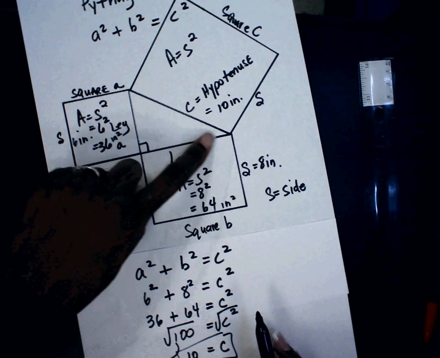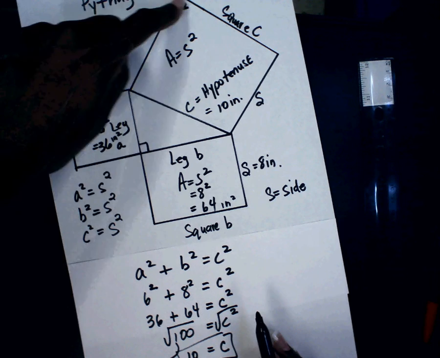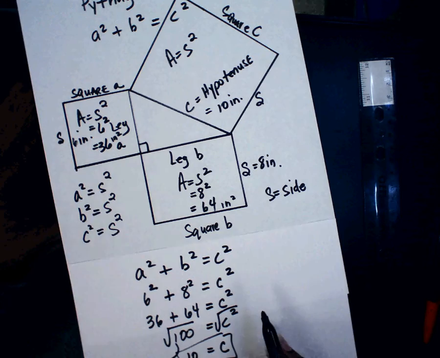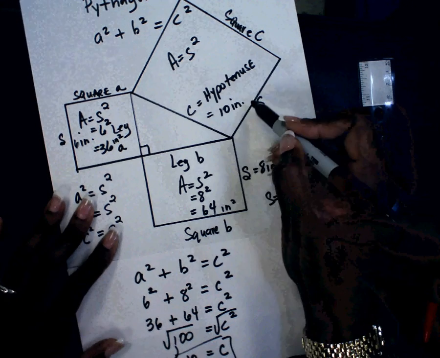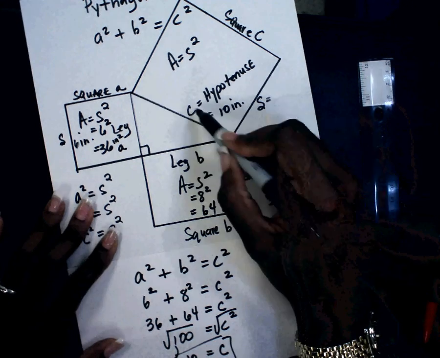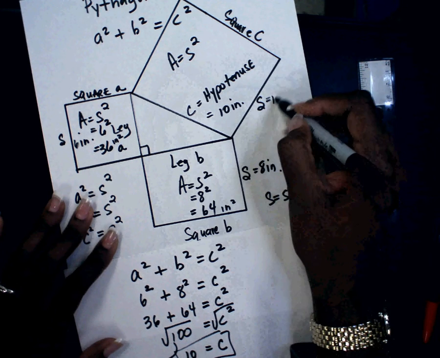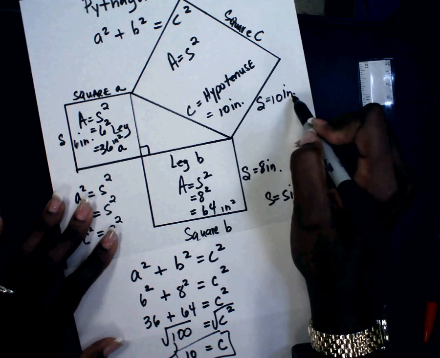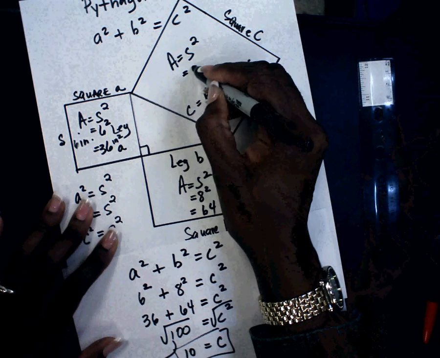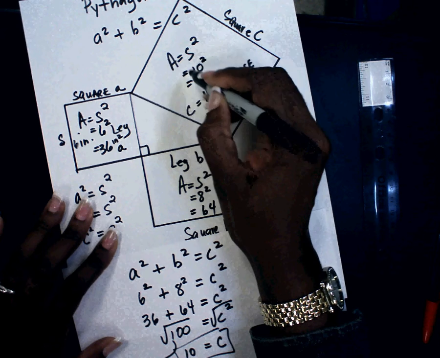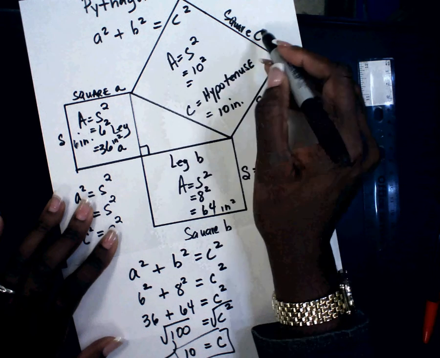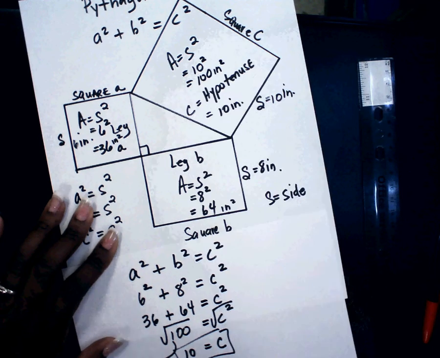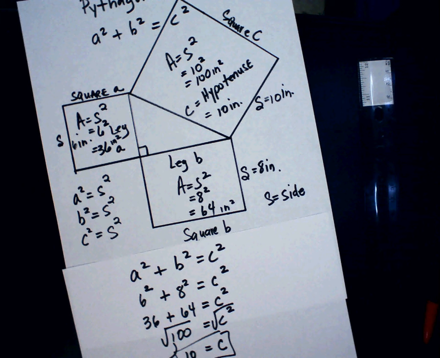Okay, so that means that now I know that my hypotenuse for my right triangle is 10 inches. And now because I know the side of my square, I can now calculate the area for this square. So we know that the side is the same as our C length, so it is also 10 inches. And now I can substitute the number 10 into my formula, and I can get that the area for this square, square C, is 100 square inches.